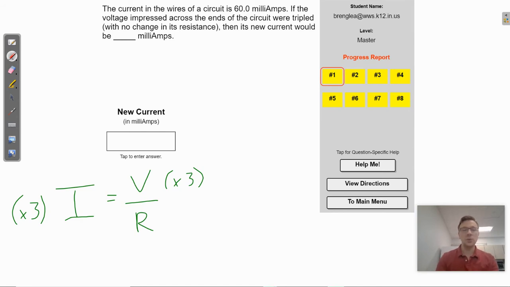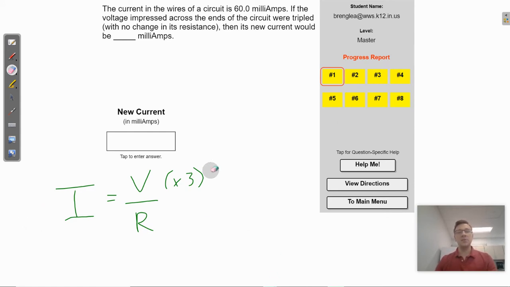And vice versa, if the voltage is divided by 3, then the current would be divided by 3. We can show this with a very simple equation. Let's say that 10 over 1 is equal to 10, right? So if the voltage was 10 and the current is therefore 10 with the resistance being 1, let's say I cut that 10 in half. Now it's 5 over 1 is equal to 5. So I cut the voltage in half, and then the current also gets cut in half. That's the whole point with voltage, that it's directly proportional to the current.